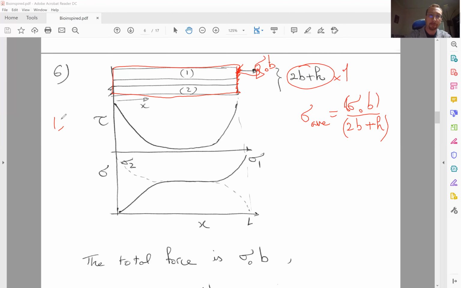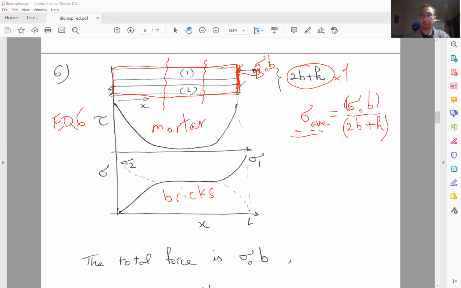These are the plots of equation 6. This one is strictly in the mortar, and this is strictly in the bricks. And this sigma 0 is only for this far end. Because the whole thing is in equilibrium, the average stress at every cross section has to be the same value, because the force applied on the far end is this.